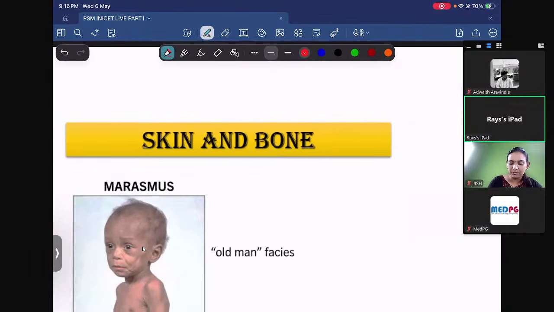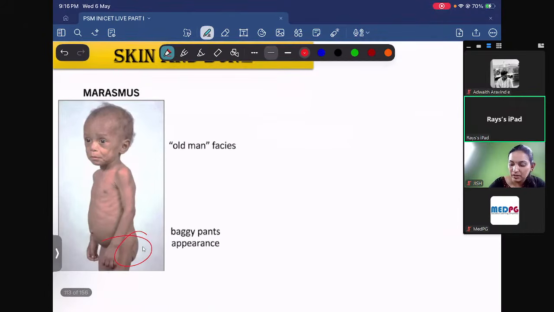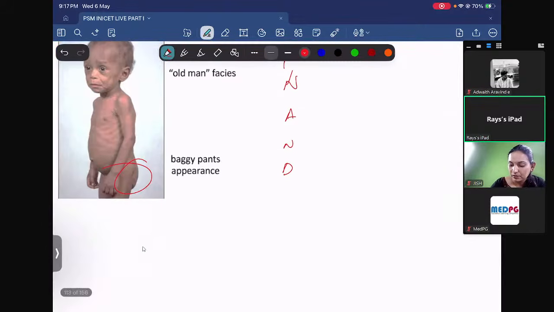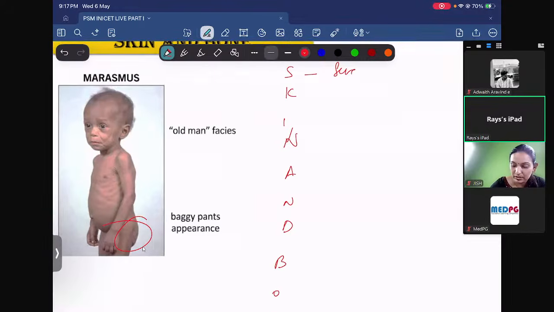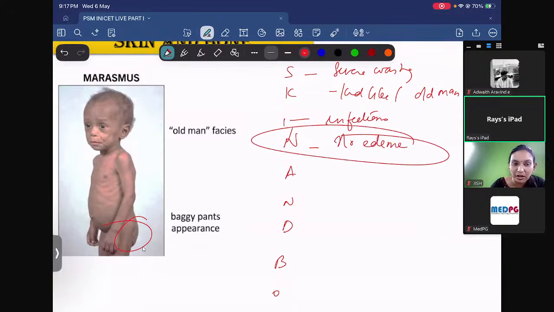We'll just write down skin and bone. What is each? I'm writing SKIN, skin and bone. That is for marasmus. S stands for severe wasting. K is kid-like or old man facies. I is infections. There is more chance of infections in a marasmus baby. N is no edema. That is the major differentiating point from kwashiorkor. Marasmus baby will not have edema. Kwashiorkor baby has edema. Okay. And this A stands for appetite present.